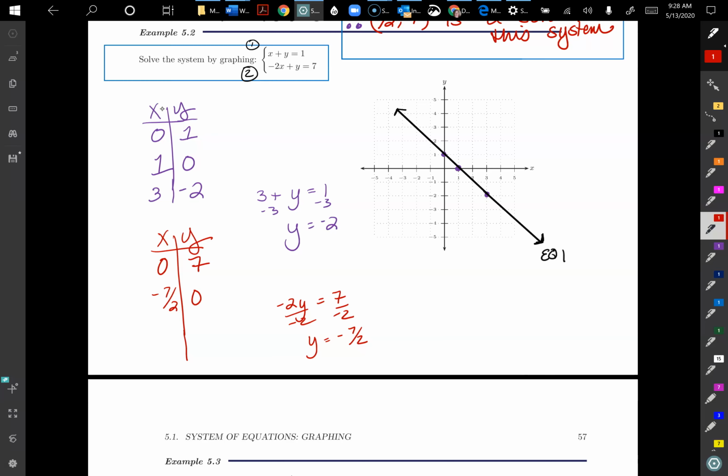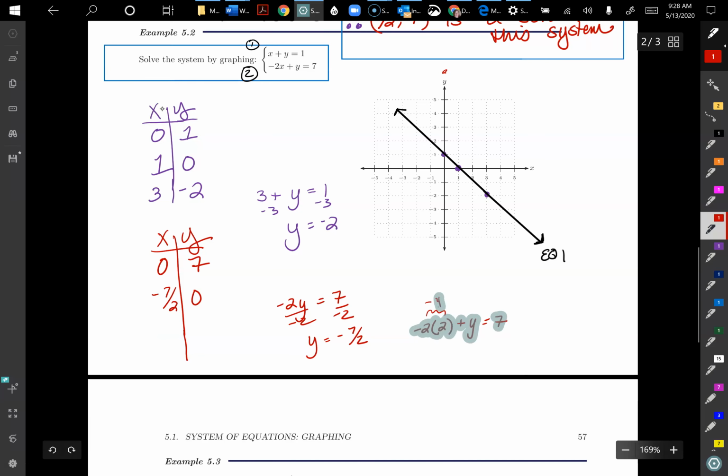Let's pick, if we already have 0, 7, let's go ahead and plot. That's kind of high up there. Let's pick, if we had x equal to 2, then what would our y be? I would have -2 times 2 plus y equals 7. So that would be a -4 here. So I would add to both sides. That's going to bring me even higher up here, so I probably don't want to go that route.